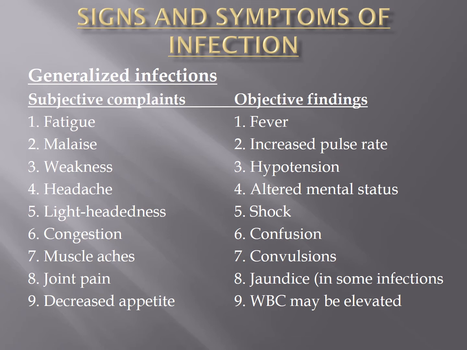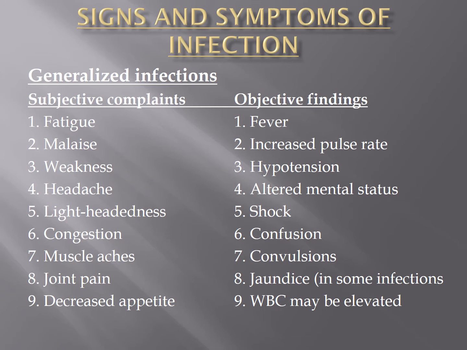If someone has generalized infection, then the subjective symptoms would be fatigue, malaise, weakness, headache, lightheadedness, congestion, muscle pain, joint pain, decreased appetite, and the objective symptoms would be fever, increased pulse rate, hypotension, altered mental status. The patient might even go into shock, confusion. The patient might develop convulsions. The patient might develop jaundice in case of hepatitis, for example, and white blood cell count may be elevated.